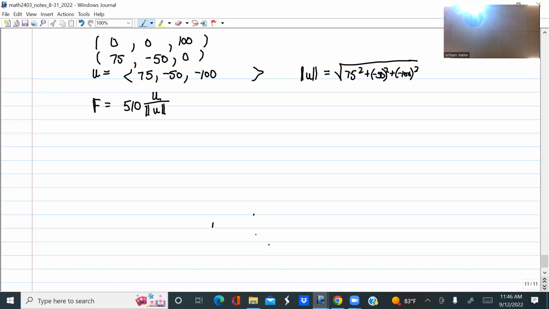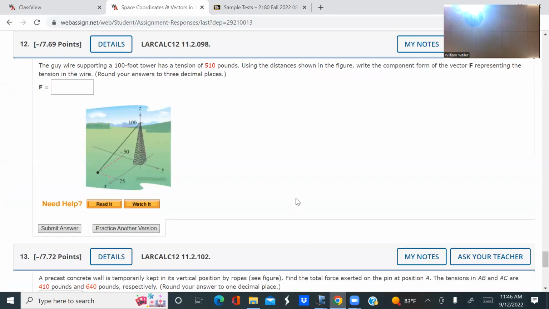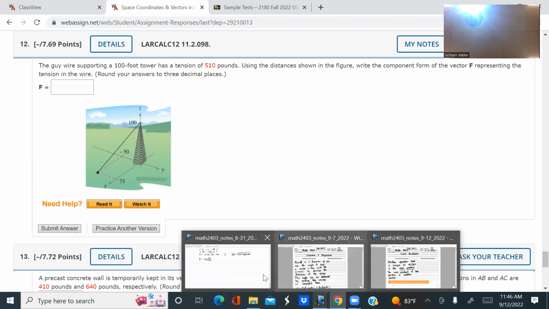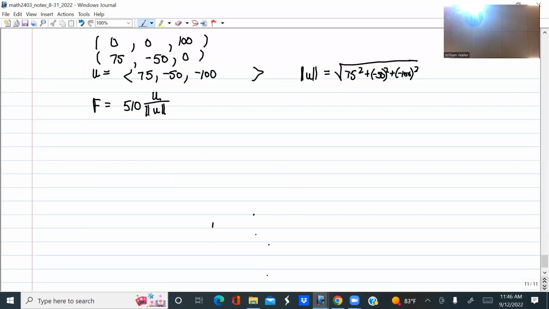I'm not going to go through all that arithmetic for you. And it says we want the answers to what accuracy there? 12 decimal places? No, 3 decimal places. Well, that's still a lot. So, of course, we're going to end up with decimal approximations.